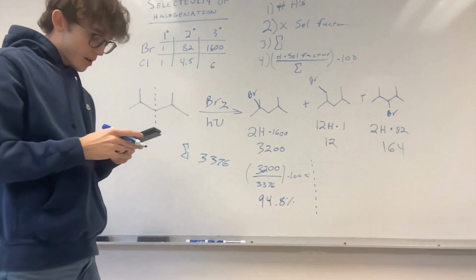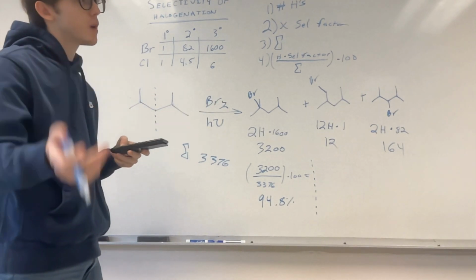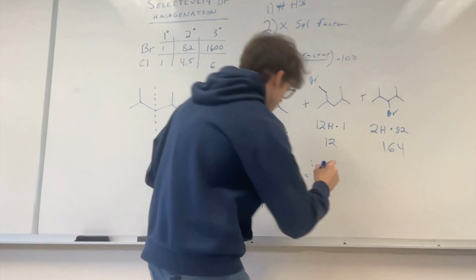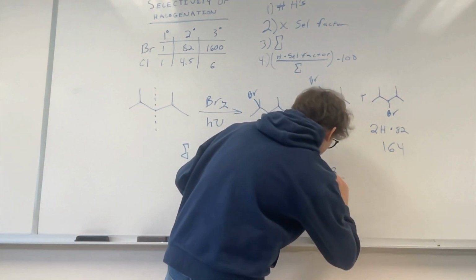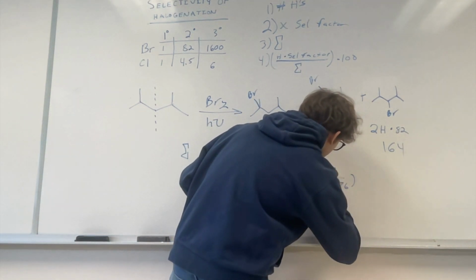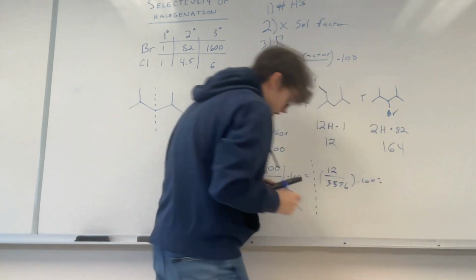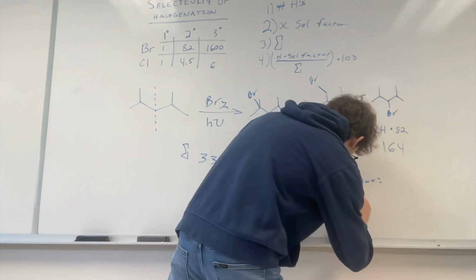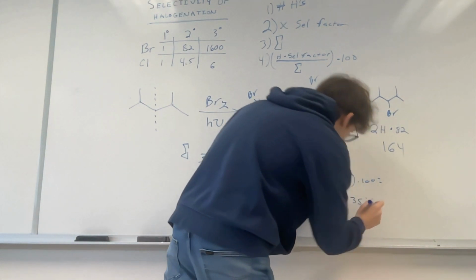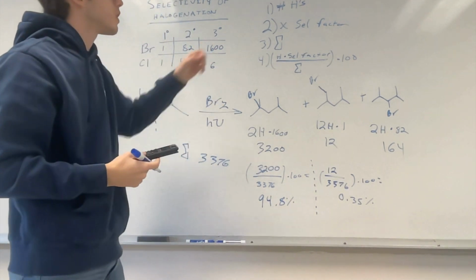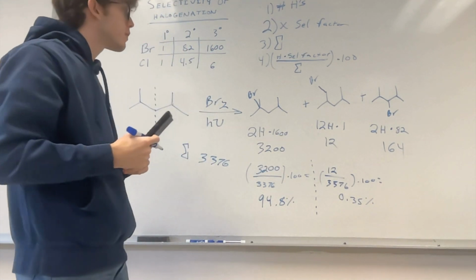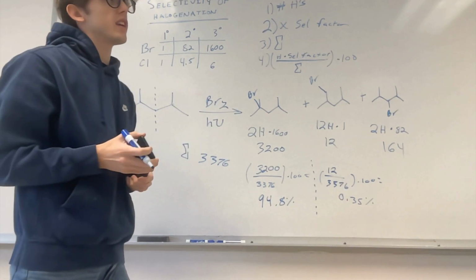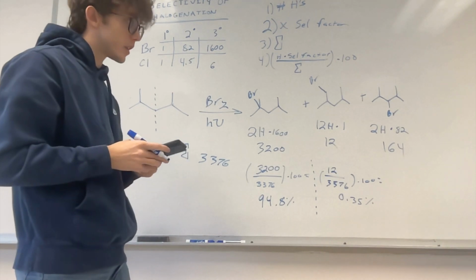What about our primary? Even though we have 12 hydrogens, we're going to see that it's not going to be that much. So that would be 12 over 3,376 times 100 to give us 0.35%. So very, very minute. Even though those hydrogens are all there, there's 12 of them compared to the 4 other ones on the molecule. You're only going to get less than 1% of that product.